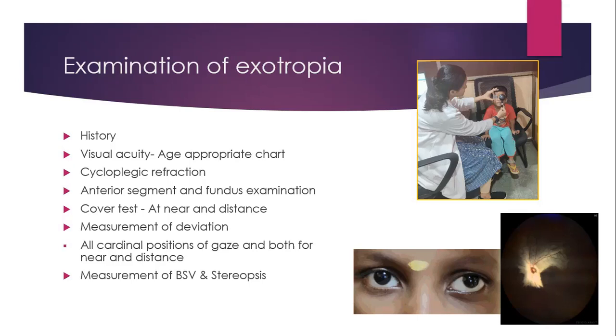Coming to the cover test, it has to be done for both near and distance, and the deviation should be measured in all gazes, both for near and distance. And BSV and stereopsis have to be monitored because this will give us a clue to whether the strabismus is progressing or not.